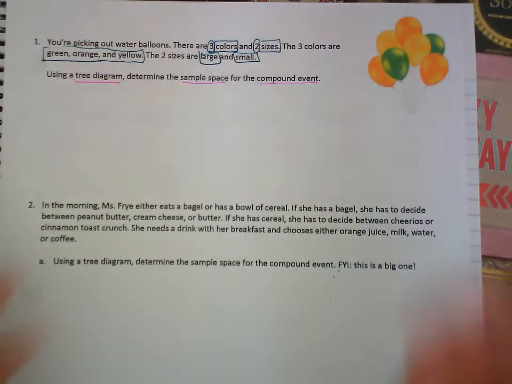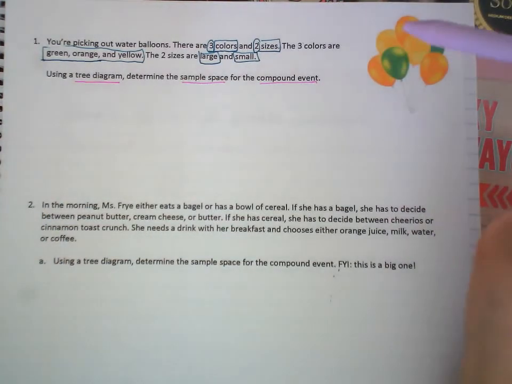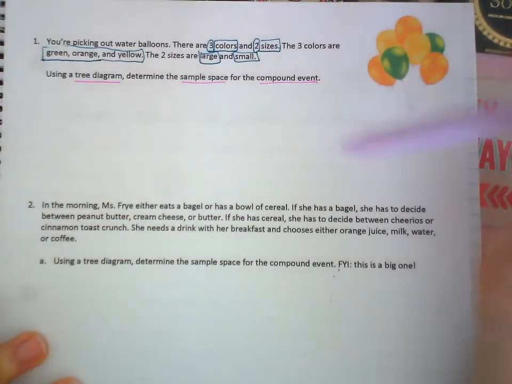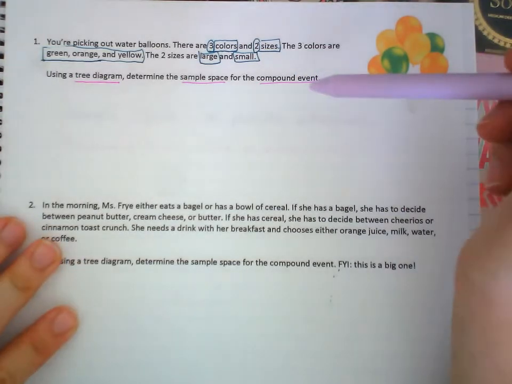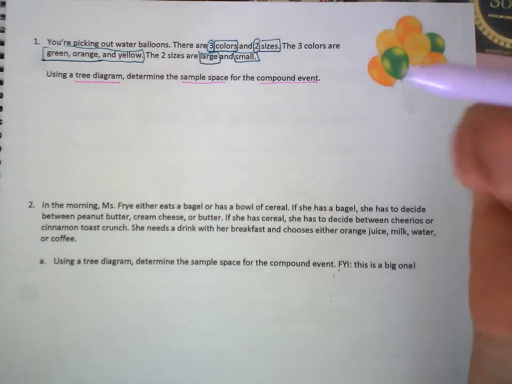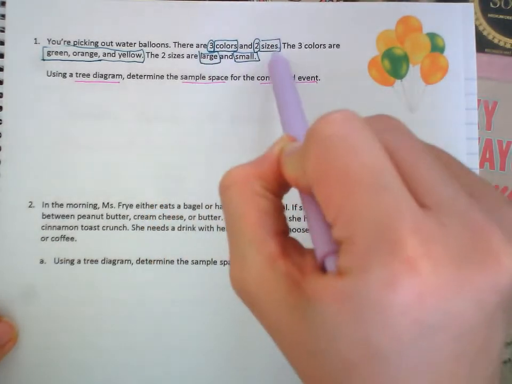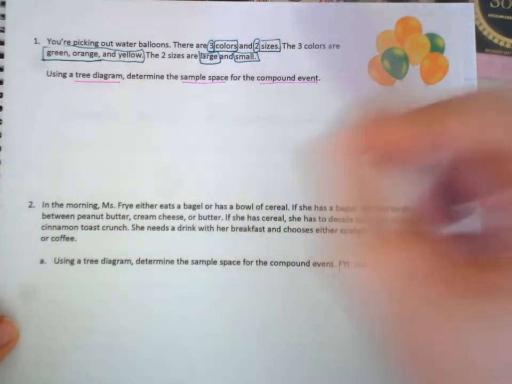So why is this a compound event? It says 2 or more events. What are the events? They're not events like birthday parties. It's just 2 or more separate options. So one of the events is the color. The other event is the size.